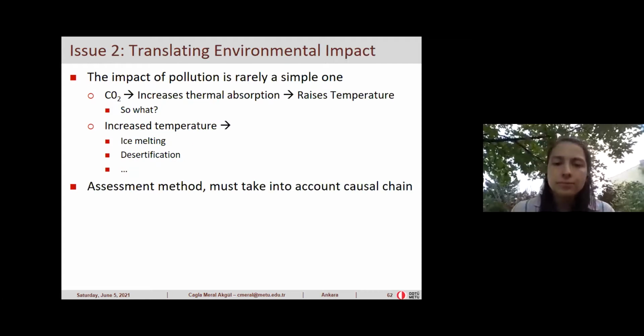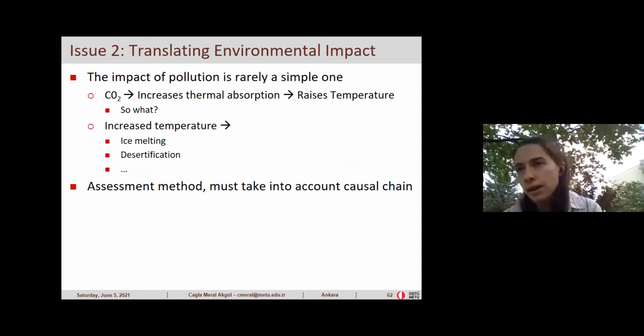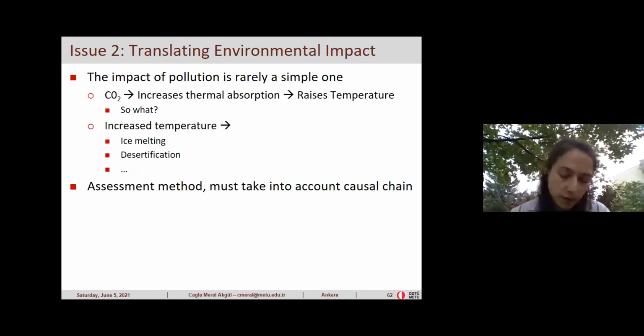And the second issue is translating environmental impact. The impact of pollution is rarely a simple one. For example, when you think of carbon dioxide, it increases thermal absorption, so it raises temperature, but so what? And increased temperature means global warming. So the assessment method must take into account the causal chain, or you can exclude that.